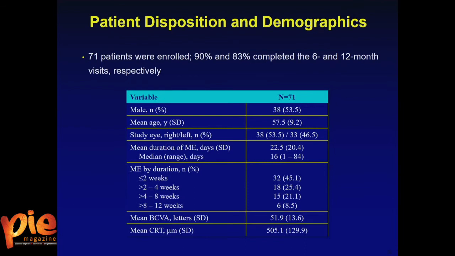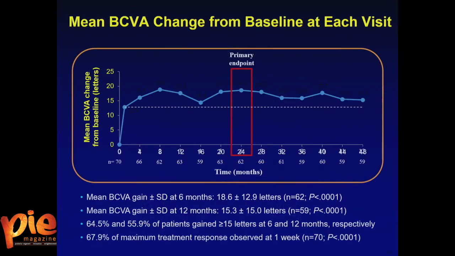They had, on the bottom 2 rows here, that the mean vision was 50 letters, which is 6/30 or 20/100, and it means they were quite swollen, about 500 microns. And here we have a very good improvement at 1 week. There was a 10-letter improvement at the 1 week time point, which held up for the extent of the study, and they got a very statistically significant improvement compared to the baseline level at 6 months.